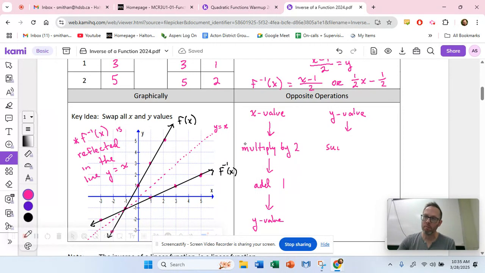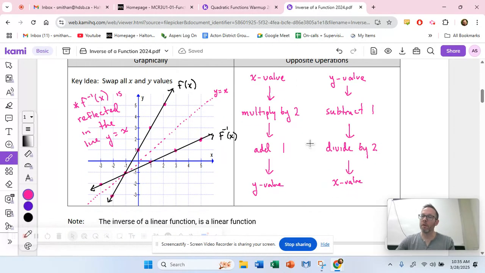We subtract 1, undoing what the original function did, and then divide by 2. And that gives you your x value. If we literally just put that together: subtract 1, divide by 2. Is that not exactly what our inverse function above did? Subtract 1, divide by 2.